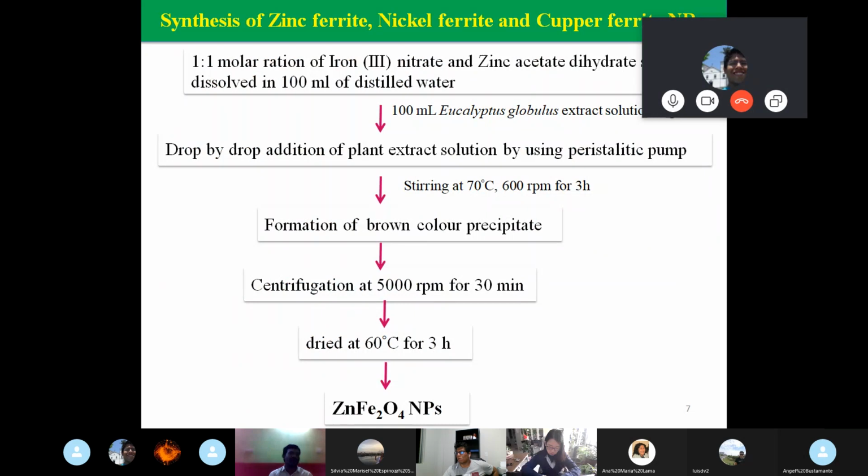This is the synthesis of zinc ferrite, nickel ferrite, and copper ferrite nanoparticles. A 1:1 molar ratio of iron nitrate and zinc acetate is dissolved in 100 ml distilled water, and then the plant extract is added. Then it is stirred at 70 degrees, 600 rpm, forming a brown precipitate. Then it is centrifuged at 5000 rpm for 30 minutes and dried in hot air to get the zinc ferrite nanomaterial.